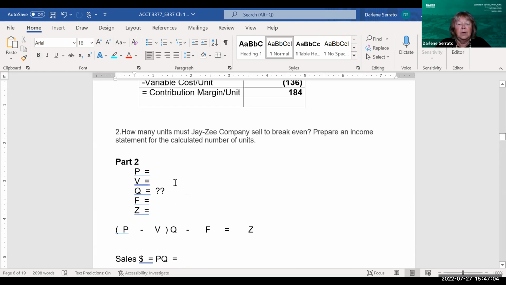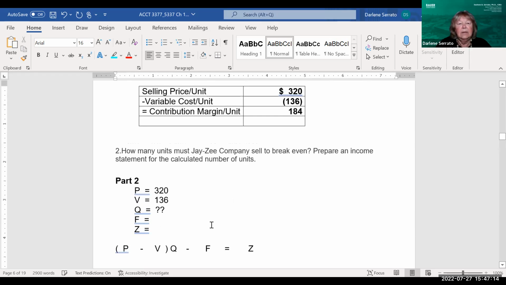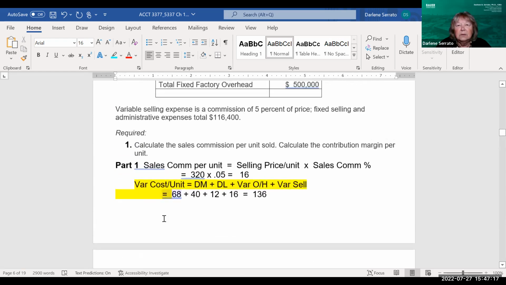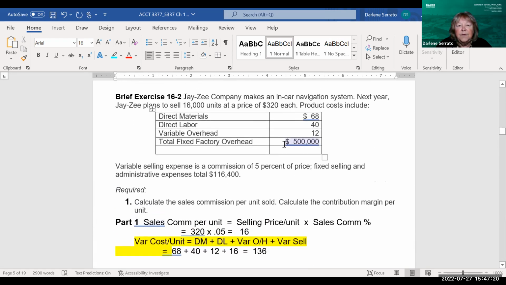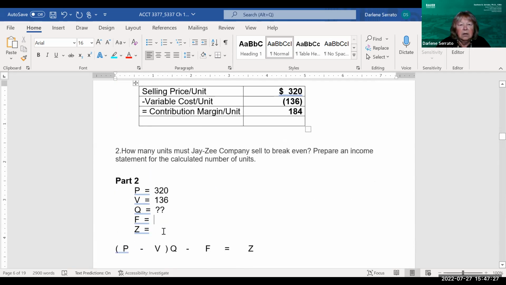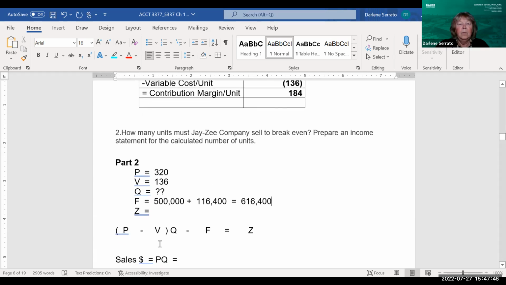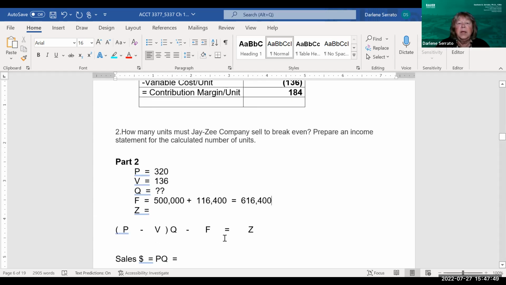Okay, so P was 320. V was 136. F is 500,000 plus 116,400 equals 616,400. How many units must they sell to break even?